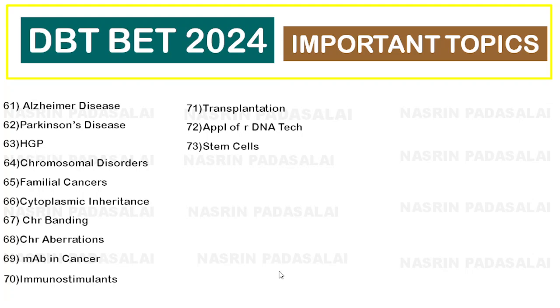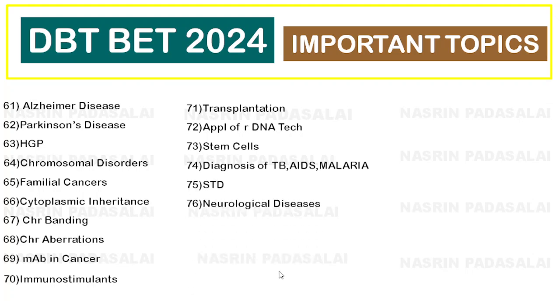Next is stem cells, potency of stem cells, induced pluripotent stem cells, totipotent stem cells, unipotent and their examples, and multipotent stem cells, like that. Next is diagnosis of these three diseases, TB, AIDS and malaria. How these three diseases are diagnosed, like the Widal test and other tests, for diagnosis of AIDS and malaria also you need to study. Next, sexually transmitted disease is important.